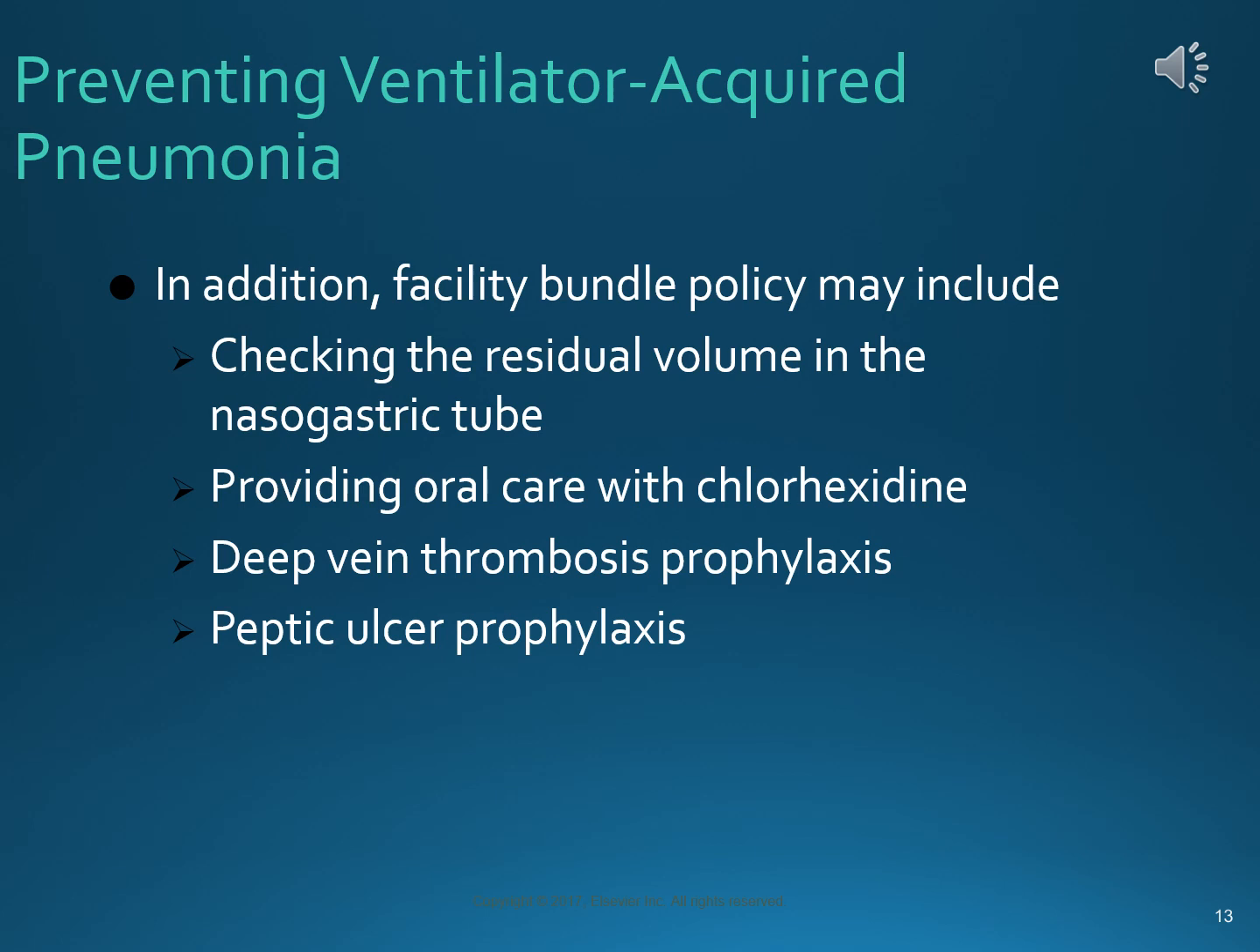Sometimes the facilities will add to that bundle of care, and they may want you to check the residual volume of the nasogastric tube frequently to make sure that you don't have a stomach full of secretions. They may also want you to provide oral care with chlorhexidine. Oral care is so important in preventing ventilator-acquired pneumonia. Big nursing responsibility. They may also want the person on DVT prophylaxis, which is really common, and then also, as I mentioned earlier, peptic ulcer prophylaxis. So you'll usually see these people get low molecular weight heparin and also a PPI such as pantoprazole.